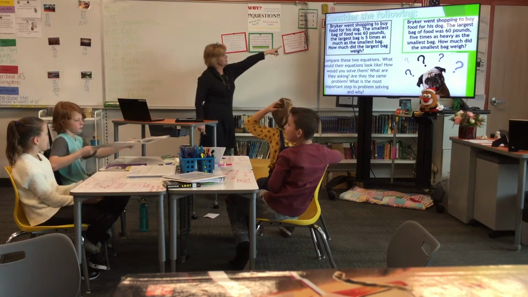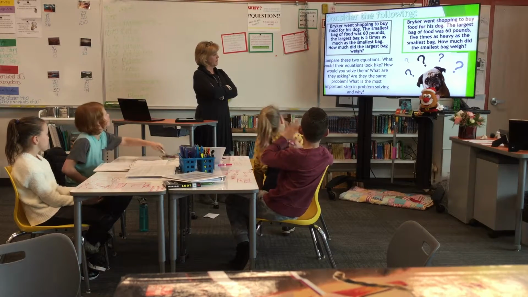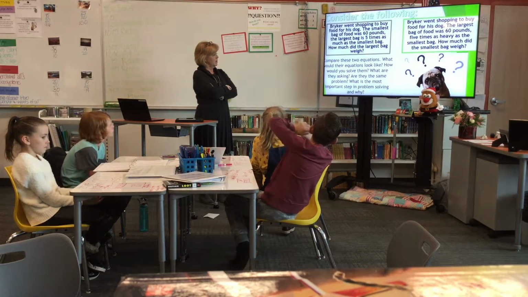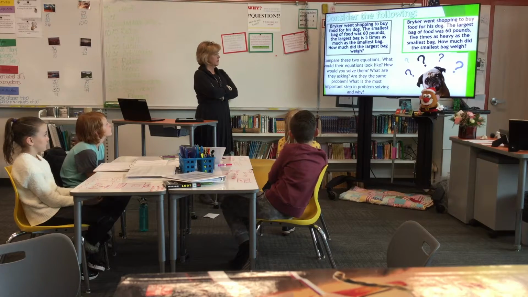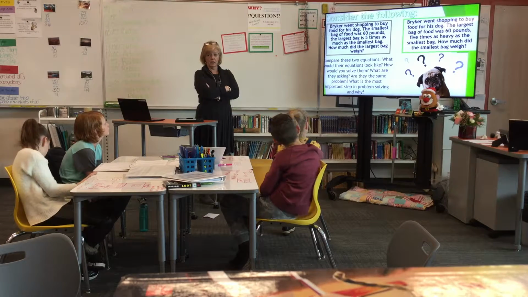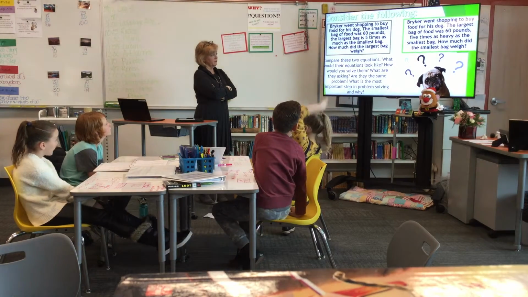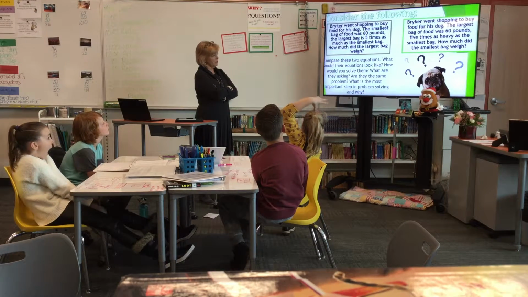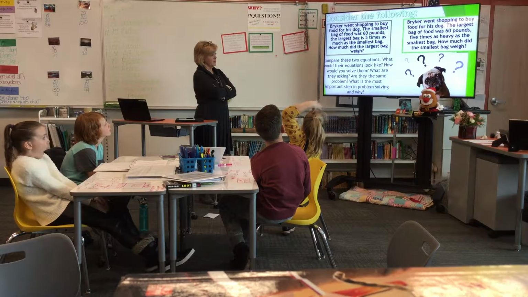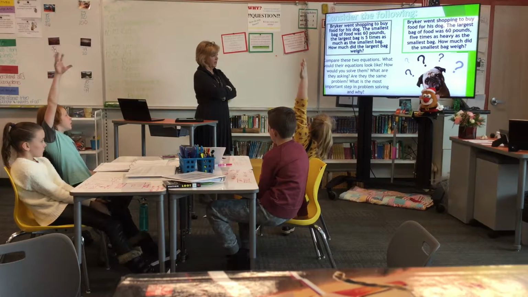This one right here says, Riker went shopping to buy food for his dog. The smallest bag of food was 60 pounds. The largest bag is 5 times as much as the smallest bag. How much did the largest bag weigh? Now let's look at the other one. Riker went shopping to buy food for his dog. The largest bag of food was 60 pounds, 5 times as heavy as the smallest bag. How much did the smallest bag weigh?